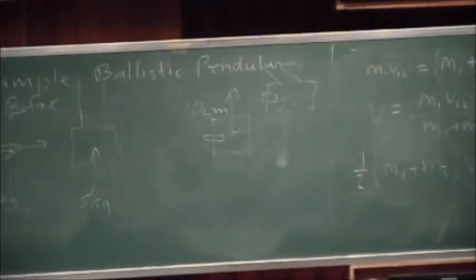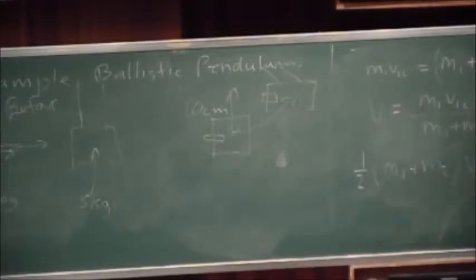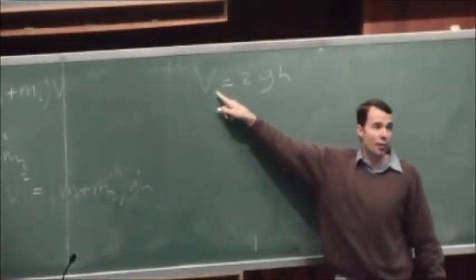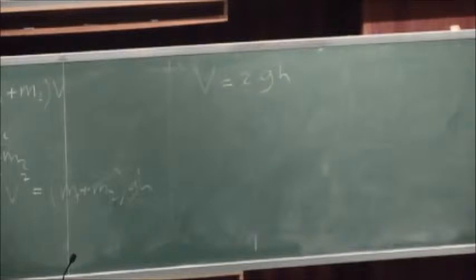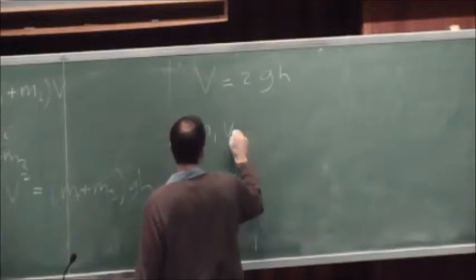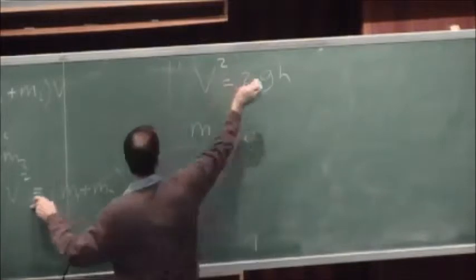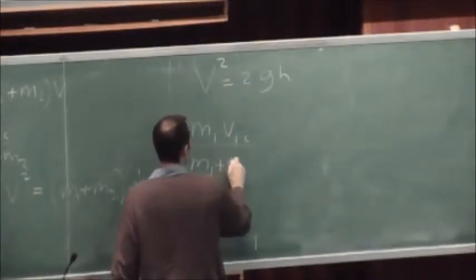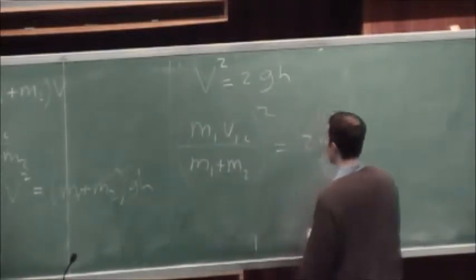All right, well the first thing we see is the mass M1 plus M2 cancels out, and I see that capital V is equal to the square root of 2GH. But I don't really know what capital V is, right? What I'm interested in is the velocity of the bullet. So I can substitute in this right here. And so we see that this is M1 V1 initial, all over M1 plus M2, and this quantity squared is equal to 2GH.